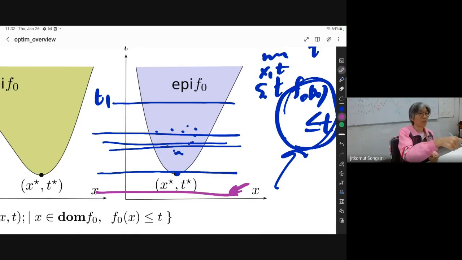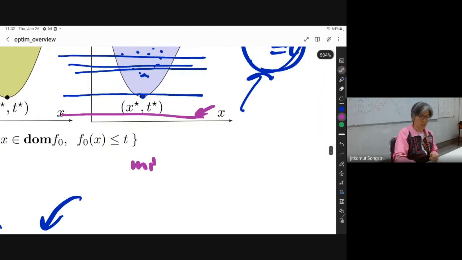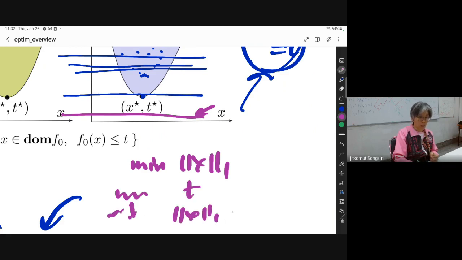And that is a technique you use in the homework, right? Like in our previous lecture, I said if you have the one norm, then you minimize t subject to the one norm of x less than t instead. This is the same thing.